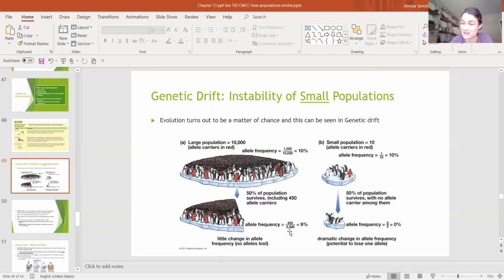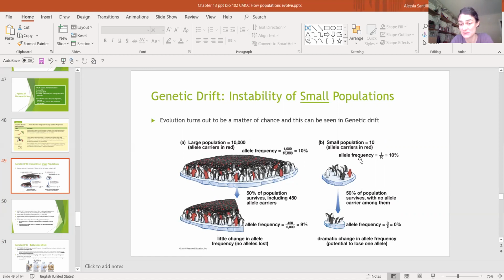Because we're basically at 450 divided by 5,000, that's about 9% allele frequency. So we still have the possibility of these red waxy alleles to go ahead and reproduce, make more offspring, and pass on that allele. So genetic drift does not really affect the large population that much.